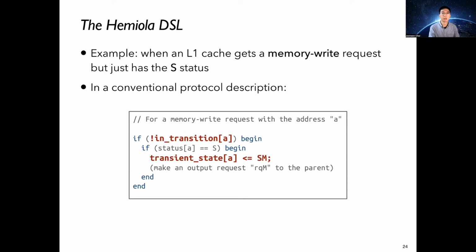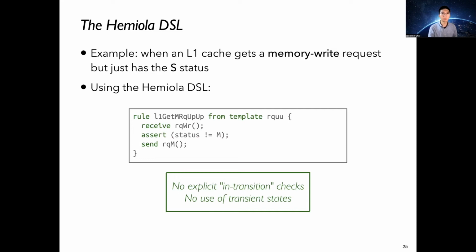One very important concept in Hemiola is how the DSL deals with these transient states. Let's use an example where an L1 cache receives a write request, but just has the S status. In a conventional protocol description, we should check if the cache is in transition, set the proper transient state, and make an output RQN. Using the Hemiola DSL, we can just send a message RQN with no in-transition checks and no explicit transient states.